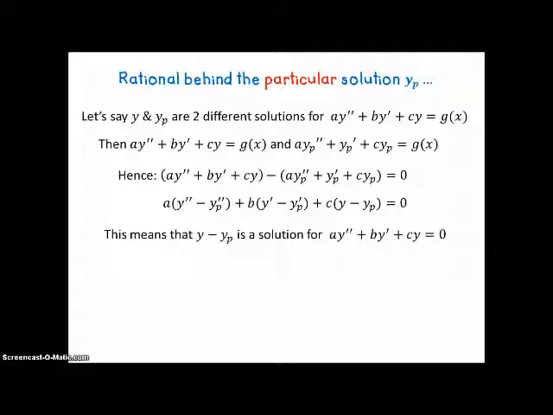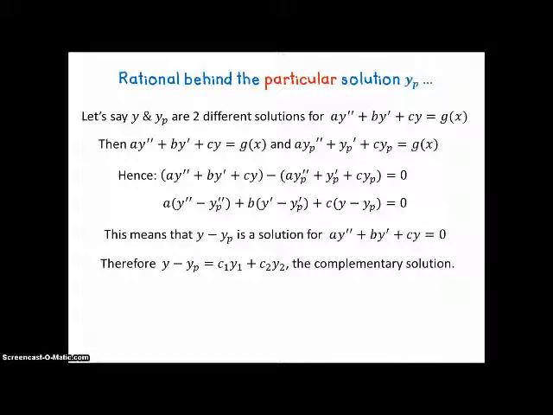Well, what does that mean? Well, that means that y minus yp equals our solution from either case 1, case 2, or case 3, and will be of that form. And so we've got y minus yp equaling the complementary solution, and then all we have to do is add yp to both sides. And so our general solution is y equals yp plus the complementary solution.